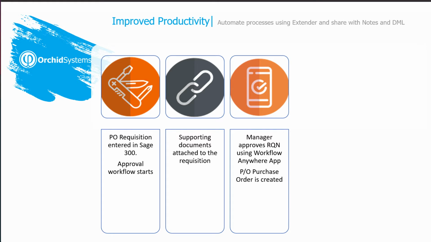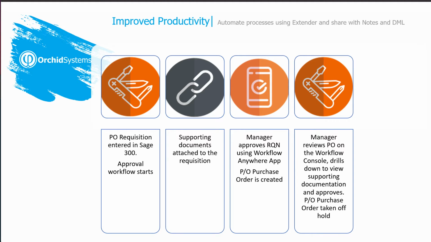With Extender Workflow, there are different ways to approve the records. In this first example, the manager approves the requisition on Workflow Anywhere, which is a mobile app to approve Extender Workflow records. We have configured the workflow to create the purchase order automatically when the requisition is approved. The purchase order itself also requires an approval, and this is going to happen on the workflow console on the Sage 300 desktop, but you could also use the Workflow Anywhere mobile app.